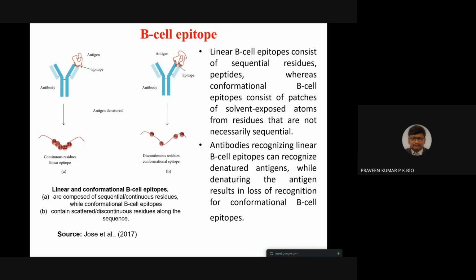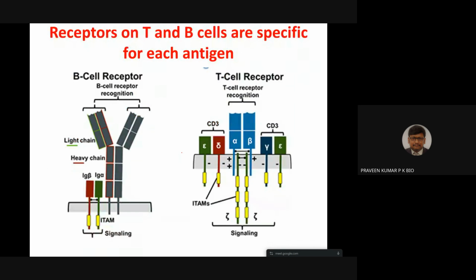B cell epitope based vaccine. In a B cell epitope based vaccine, in the antibody we can see an antigenic epitope. This epitope can be classified into two types. One is the linear epitope, which has continuous residues. The other is the conformational epitope, with discontinuous residues. So these are the two types of B cell epitopes.